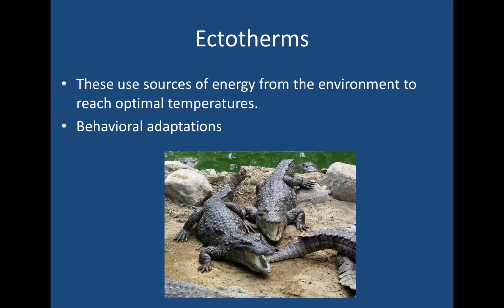Some examples of these behavioral modifications include basking under the sun or orienting themselves in such a way that they receive less sunlight or more sunlight depending on what their temperature needs are. So crocodiles and many other reptiles do this. A lot of insects also use the orientation method to gain more or less sunlight.